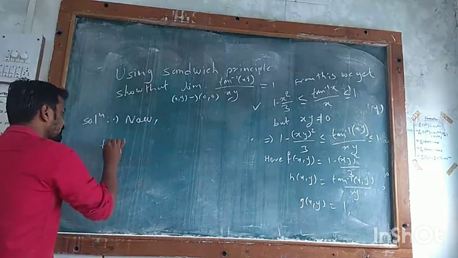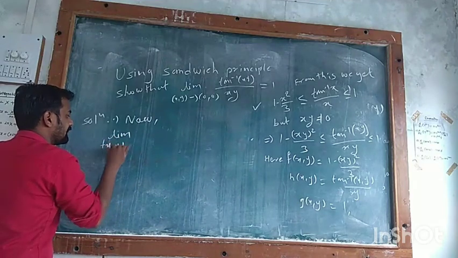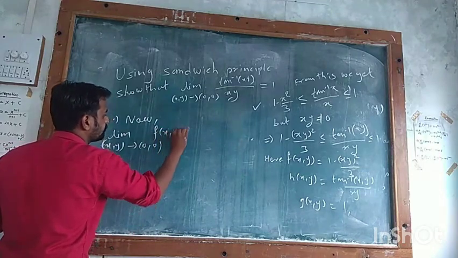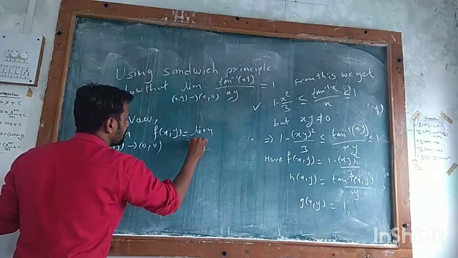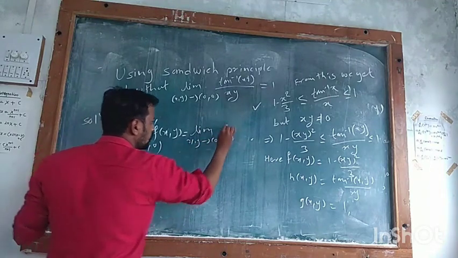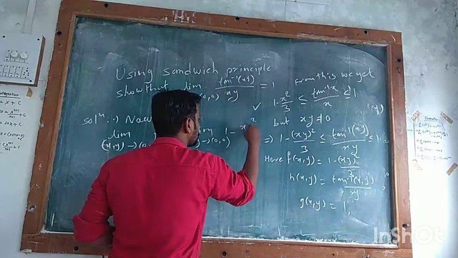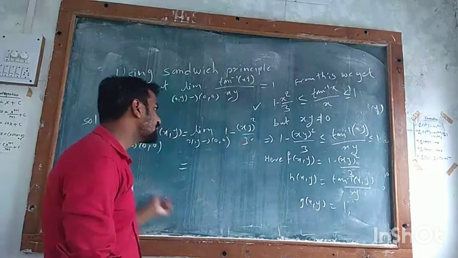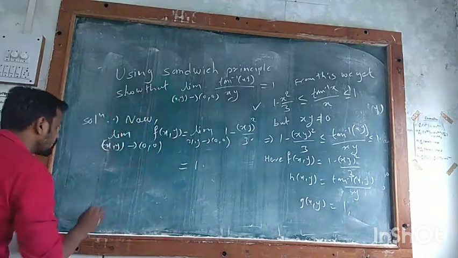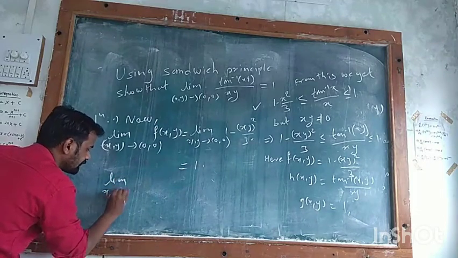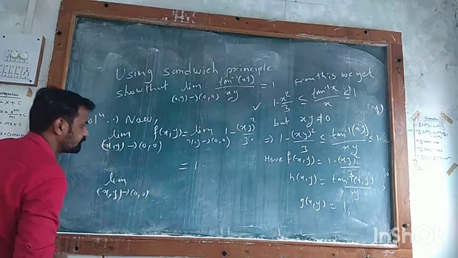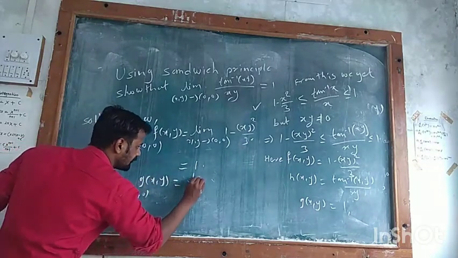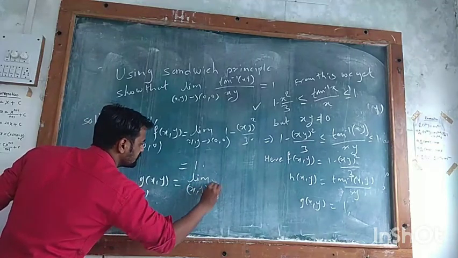Now limit as xy tends to 0, 0, f of xy is equal to limit as xy tends to 0, 0, 1 minus xy square upon 3. If we put the value of x and y as 0, 0, then we get the value 1, and also limit as xy tends to 0, 0, g of xy is equal to limit as xy tends to 0, 0.